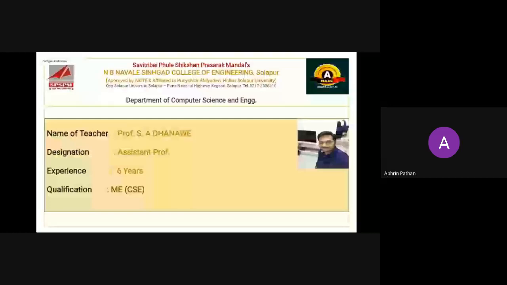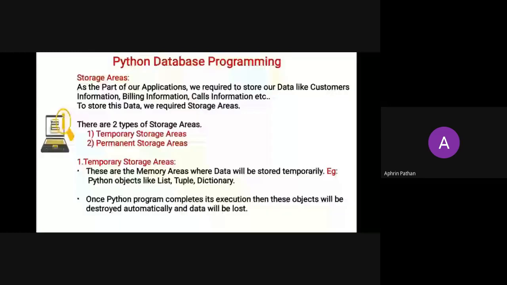So we'll start with unit number 5, that is standard libraries and modules. The first point of that unit is permanent storage, and you have to connect Python with SQLite 3. First we'll start with Python database programming. For application development, we need to store some information related to customer billing, calling information, or image data. Anything you are required to store, and for that purpose we require storage areas.